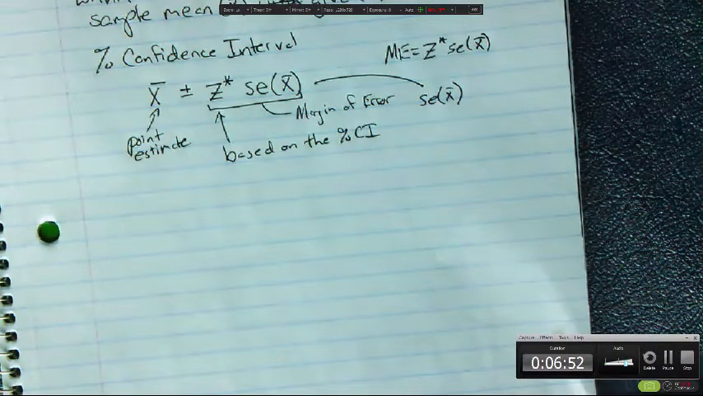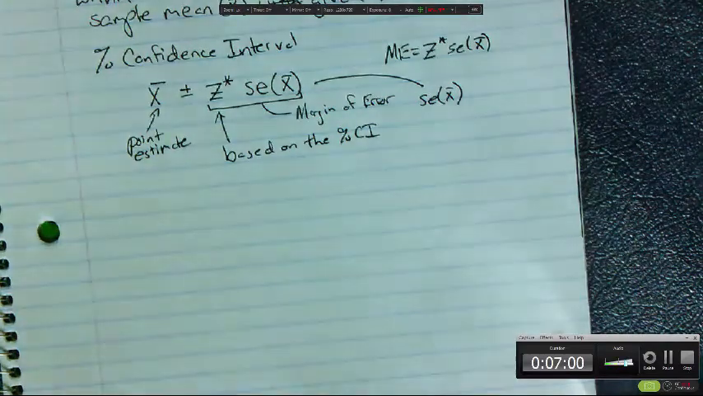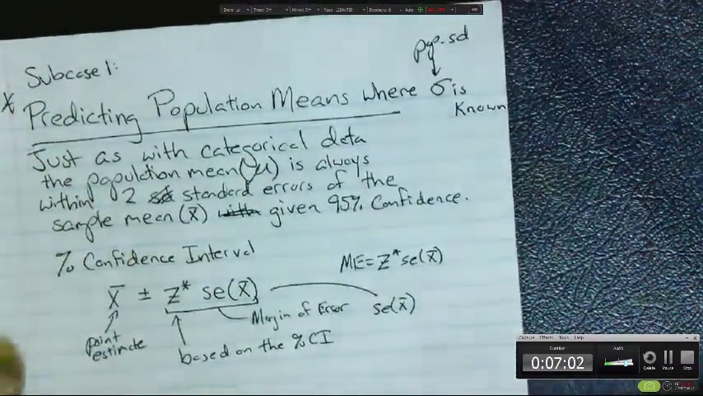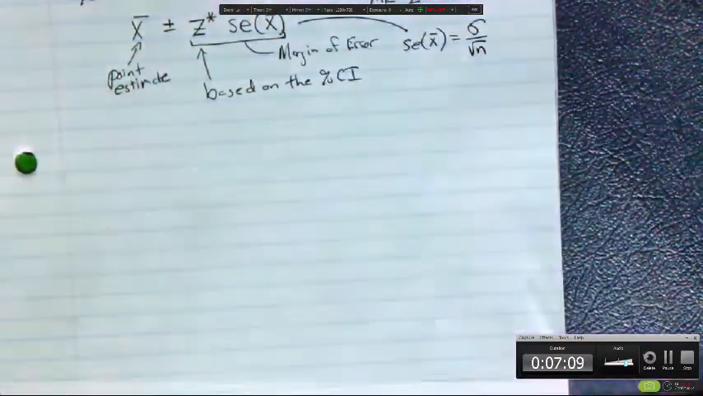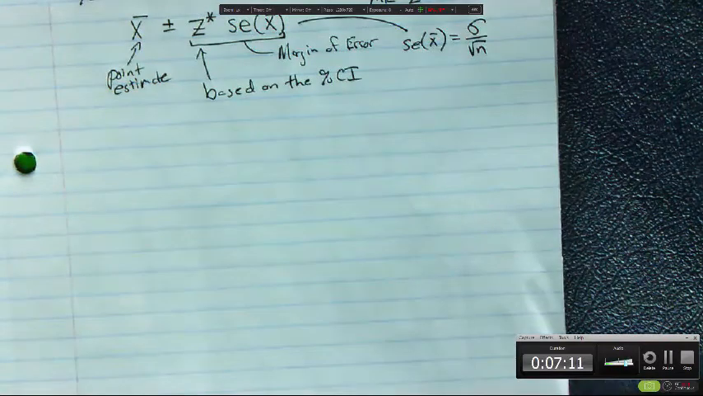Oh, is it? It's sigma over the square root of n, right? Sigma over radical n. Sigma over square root of n. Well, in this subcase, do we know sigma? Yes. So that formula stays the same. Sigma over square root of n. If you know the population standard deviation, then the standard error formula is the same as the standard deviation formula.